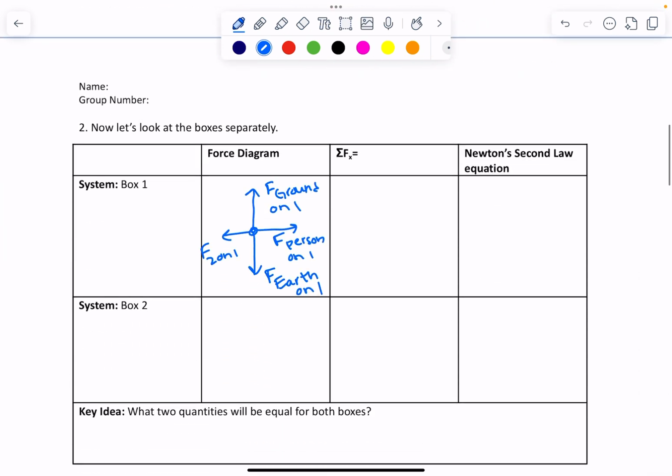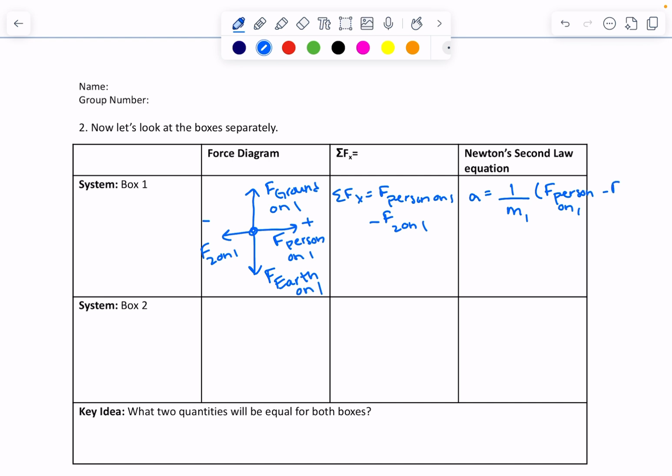So now the sum of the forces in the x direction has 2 forces. It has force person on 1 minus force 2 on 1. So our Newton's second law is going to be acceleration is 1 over my mass, which is just going to be the mass of object 1, so m1, because that's our object of interest, times force person on 1 minus force 2 on 1. Okay? So that's the system for box 1.